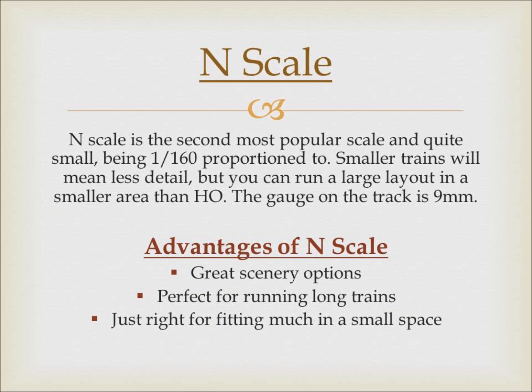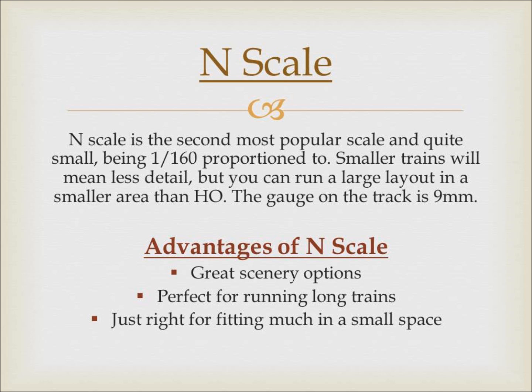N scale is the second most popular scale and is quite a bit smaller, being 1/160th proportion to the realistic size of your model. Smaller trains will mean less detail, but you will be able to run larger layouts in a smaller area than HO. The gauge of the track is 9 millimeters. Advantages of N scale are great scenery options, perfect for running long trains, just right for fitting much in a small space.